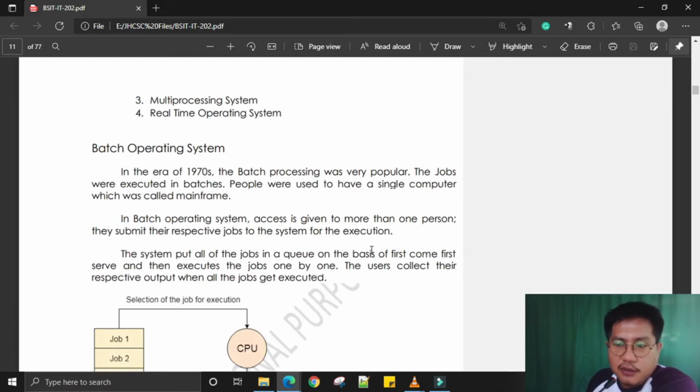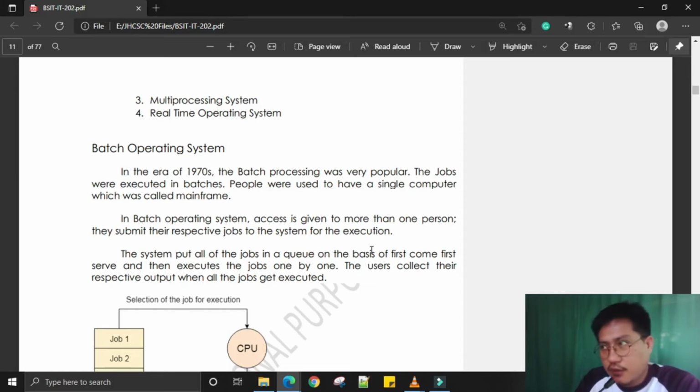If we talk about the batch operating system, in the 1970s and the previous decades, batch processing was very popular. The jobs were executed in batches. People used to have a single computer, which was called a mainframe. It is a big computer system. In batch operating system, access is given to more than one person.